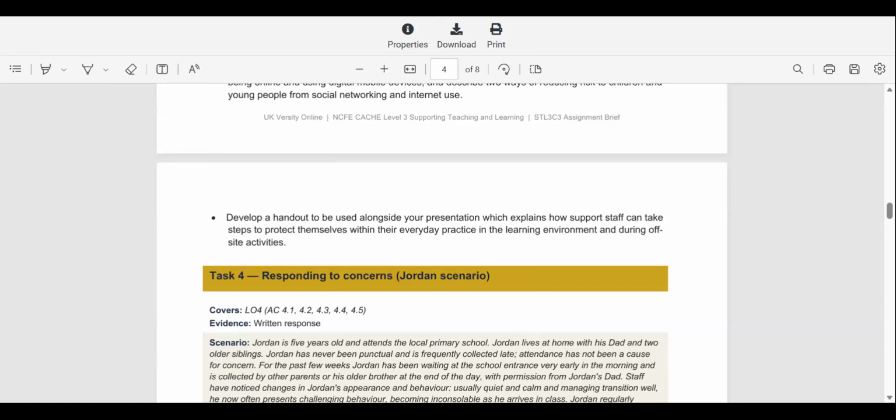Then the second part of it, you need to develop a handout used alongside the presentation, which explains how to support staff and can take steps to protect themselves within their everyday practice. And that is learning outcome 3, 3.1, 3.2. Let me just have a look which learning outcome that one is. Learning outcome 3, and you will be looking at pages.